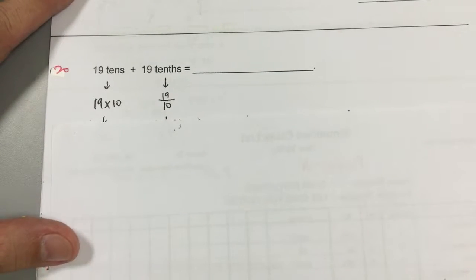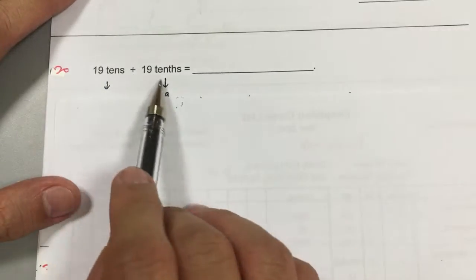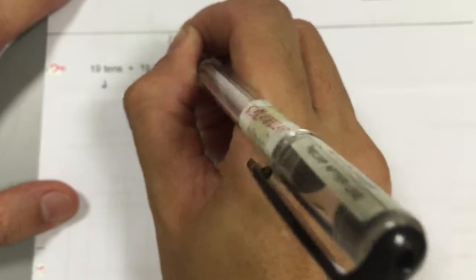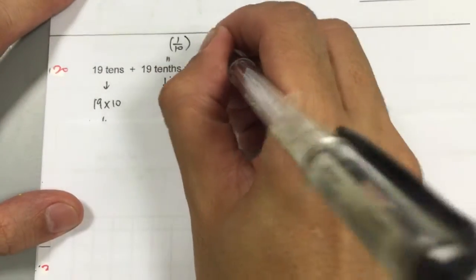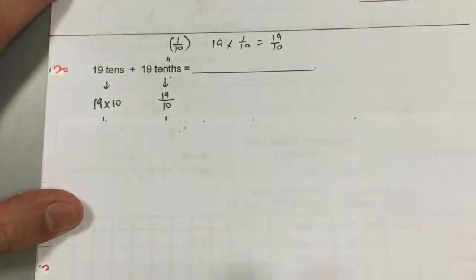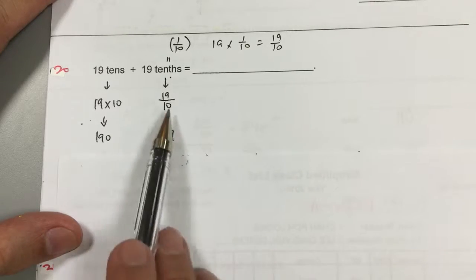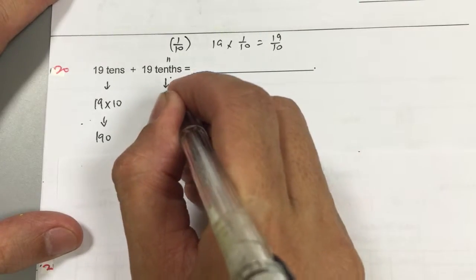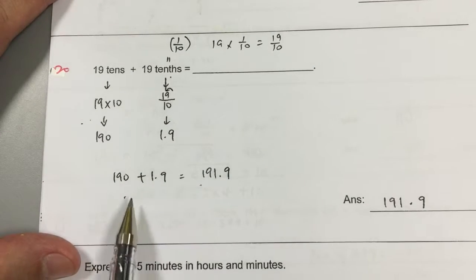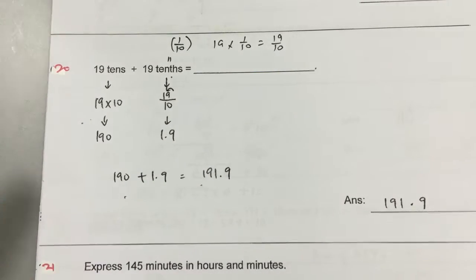Next, 20. 1910 is 19 times 10. This one is 1 over 10, so it's 19 times 1 over 10. I have 19 over 10. Divide by 10, 1 decimal place, 1.9. This is 190. Add the two together, I have 191.9. Answer.